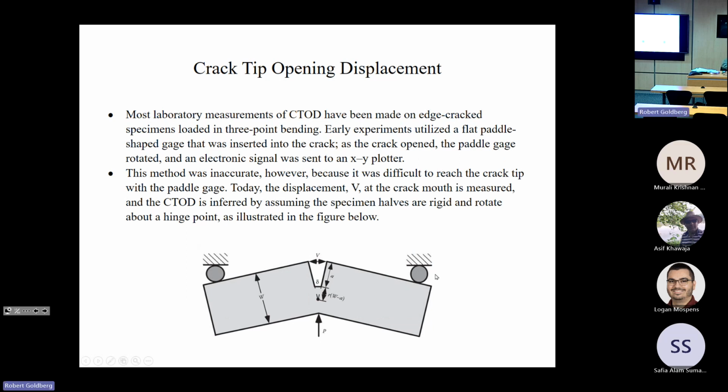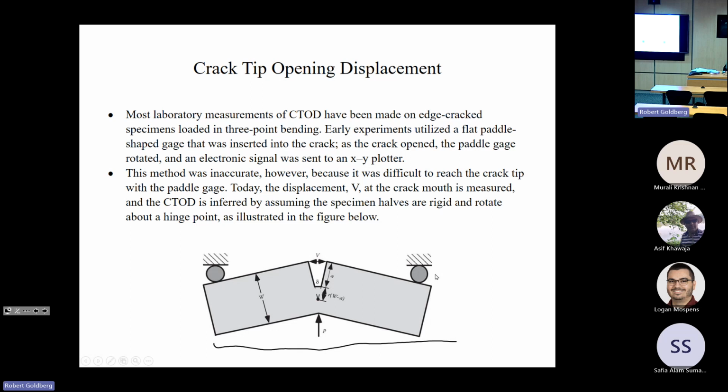Now how you measure it in the laboratory. In a few weeks, we'll be going into more detail about some of the issues involved in actually doing experimental measurements of some of these parameters that we talked about. But just as an idea, most laboratory measurements of crack tip opening displacement have been made on edge crack specimens that are loaded in 3-point bending, as kind of demonstrated in this figure here.